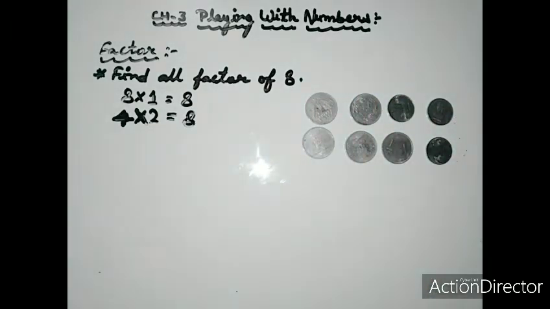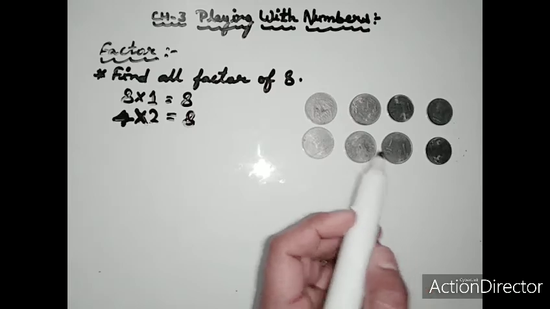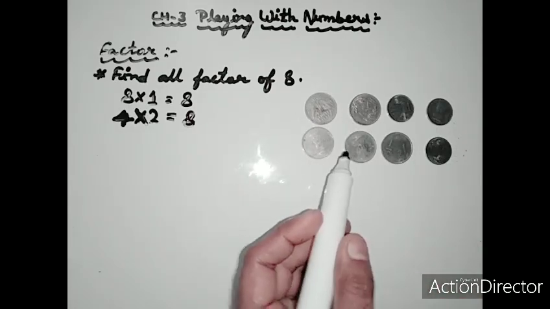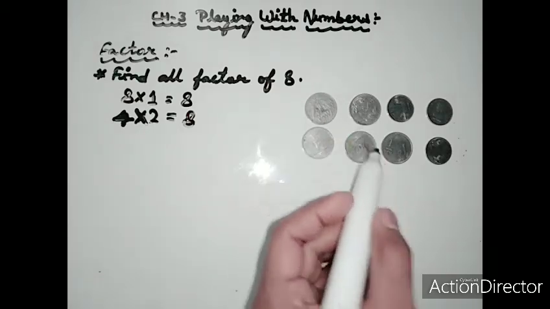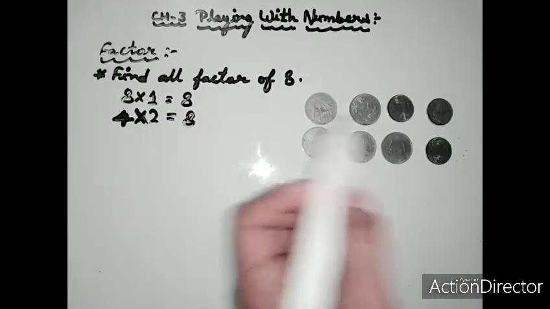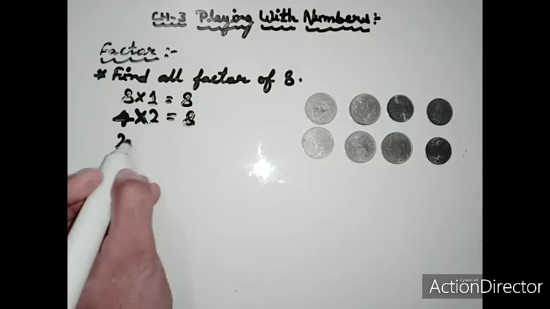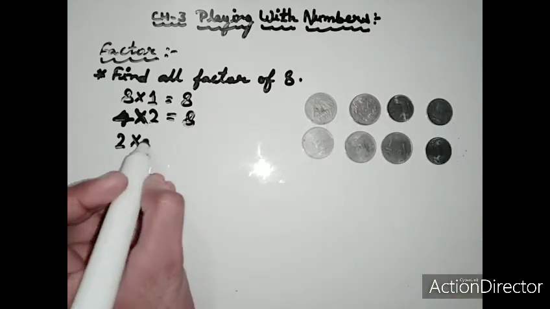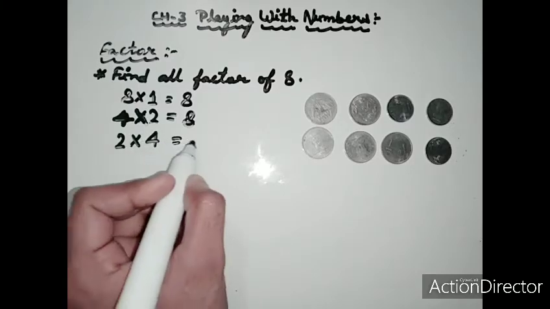So here we get total 2 rows and 4 columns. 1, 2 rows and 4 columns: 1, 2, 3, 4. So we write total number of rows 2, and each row has 4 coins. So we write 4. 2 fours are 8.